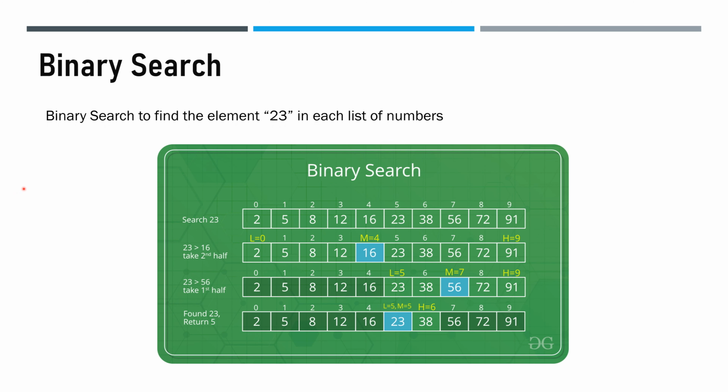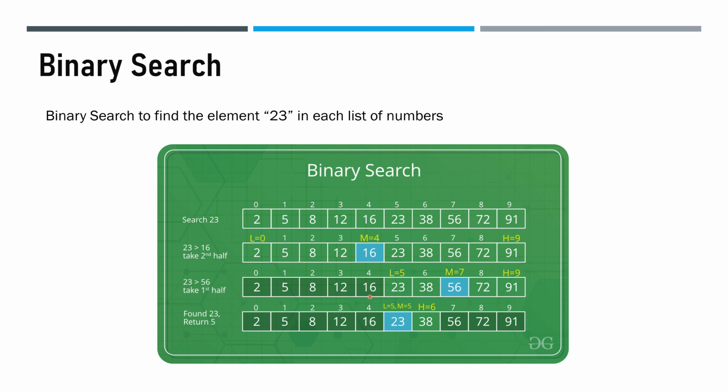Now let's see how we can use binary search. We will use binary search to find 23 in the list of numbers. First we find the middle element. It should be provided that the array is sorted. So the middle element is 16, which is less than 23. So the element 23 will be in the second half.